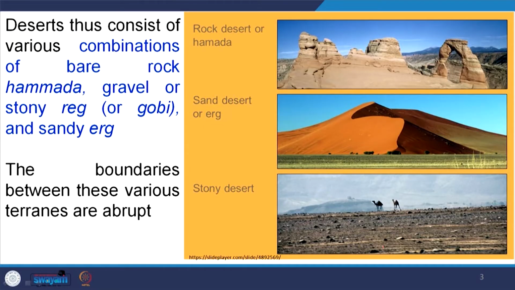Deserts thus consist of various combinations of bare rock hamadas, gravel or stony reg, or sandy erg. So now we have three different types of surfaces available in the desert. One is the hamada, that is bare rock, with no vegetation, no sand, no rock particles, only a clean rock surface. Second is the reg, which is gravel, a gravelly environment. And third is the erg, which means sand, a sand environment.